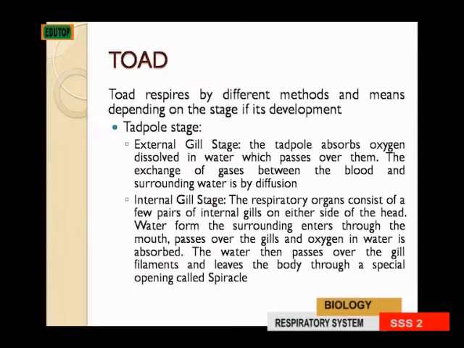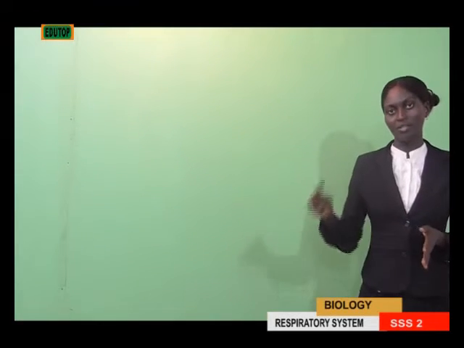Still talking about the respiratory mechanism in lower animals, we'll now be considering the toad. The toad respires by different methods and means depending on the stage of its development. The toad is in stages of development just like every other animal, but in respiration we'll be considering two stages, which is the tadpole stage, that's the young stage, and the adult stage.